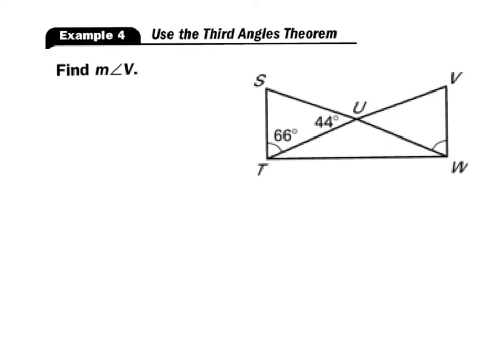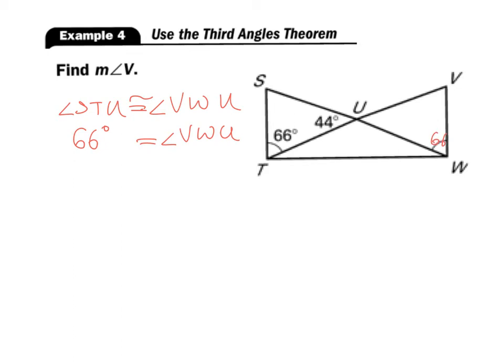Okay, let's look at this one. We need to find the angle measure for V. What we do know is, angle STU is congruent to angle VWU. Therefore, because angle STU's measure is 66 degrees, angle VWU is also 66 degrees. So we have 66 here.